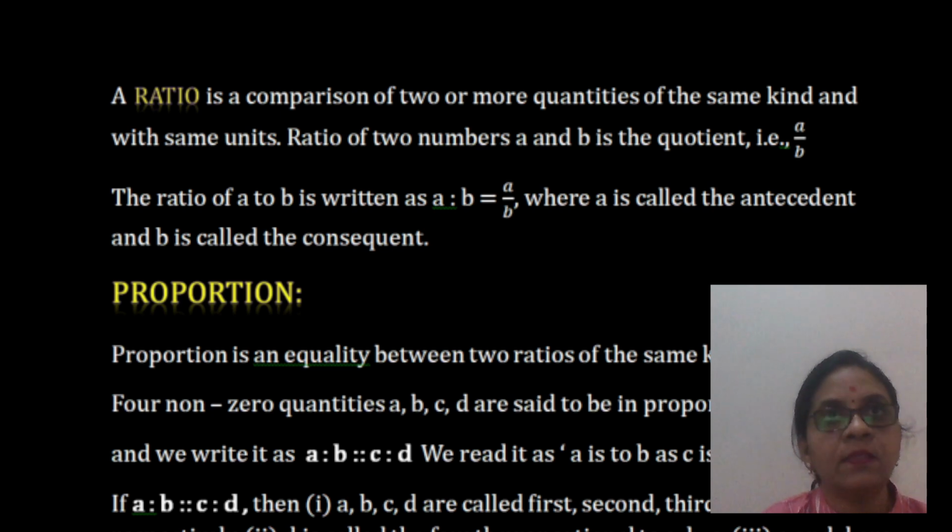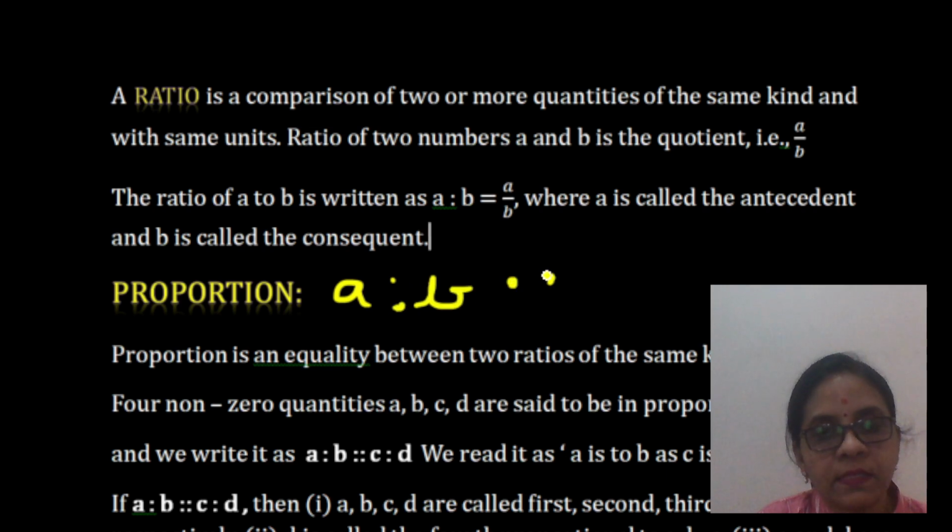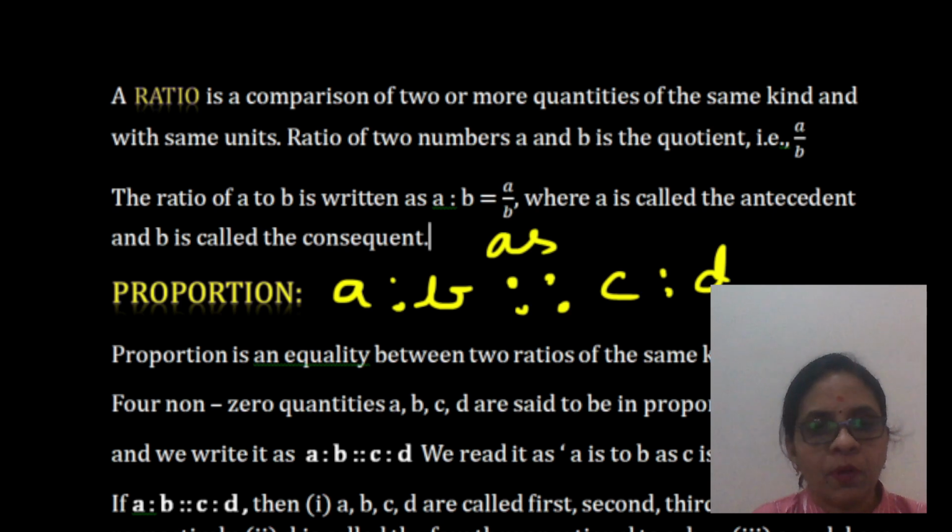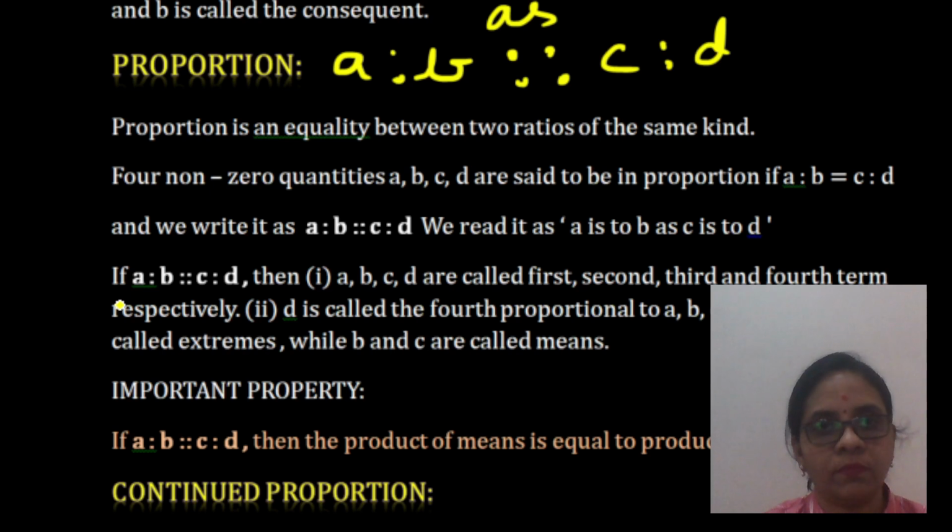So you write it as, the pen didn't get selected, 1 second, okay. So we write it as A is to B as, this is the double ratio, okay. You read it as C is to D. Is that clear? So proportion is nothing but an equality between two ratios, and four non-zero quantities are said to be in proportion if A is to B is equal to C is to D, and we read it as A is to B as C is to D. Just now I have told that.